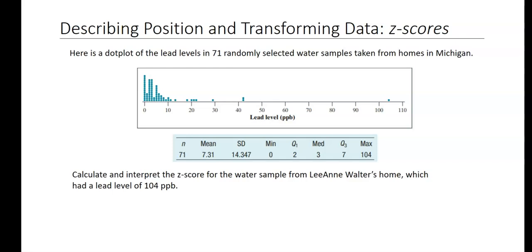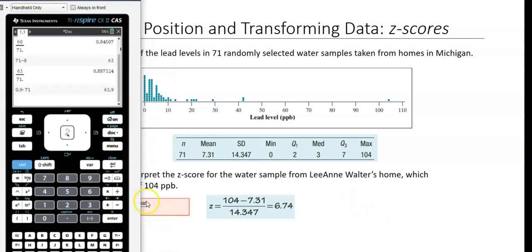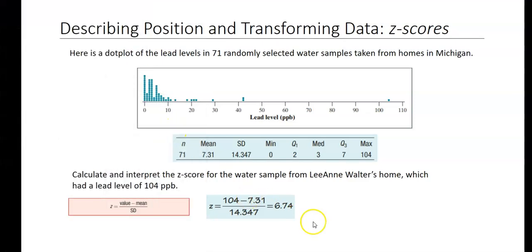Calculate and interpret the z-score for the water sample from Leanne Walter's home, which has a lead level of 104. Oh my goodness, this person has a really high lead level, which doesn't seem good. I don't think I would want to have an outlier in lead levels in my water. So you would plug it into the z-score formula. When you're using a calculator, use control divide to get that fraction template so you can type it in like that. It's very nice to use. Type in 104 and you get 6.74.